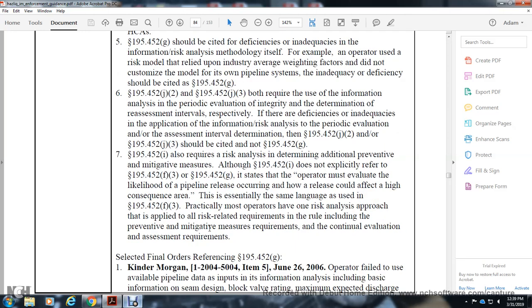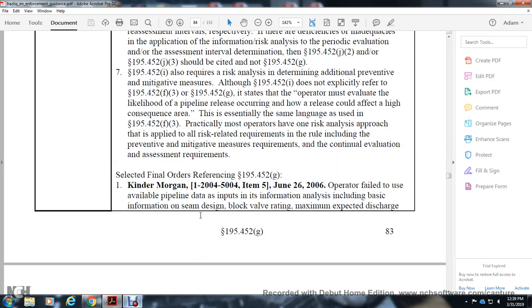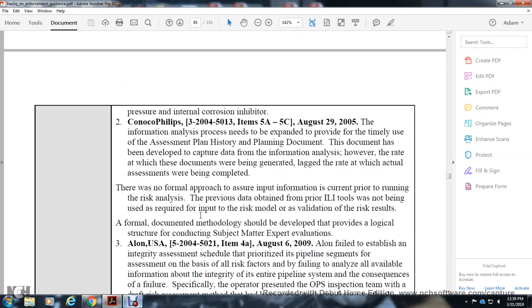195.452(i) also requires risk analysis to determine additional preventive and mitigative measures. 195.452(i) does not explicitly refer to 195.452(f)(3) and 195.452(g), but its current language, how a release could affect the high consequence area, is the same as in 195.452(f)(3). Practically, most operators have one risk analysis approach where they apply the risk-related requirements to the preventive and mitigative measure requirements and the continual evaluation and risk assessment requirements. Selecting final referencing, I'm not going to read those.